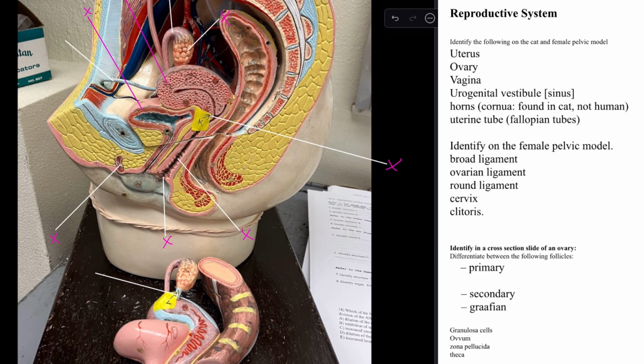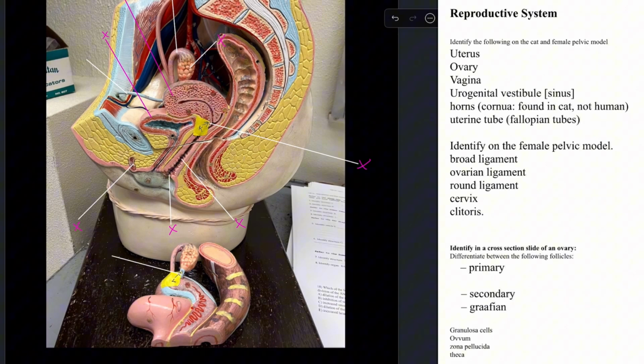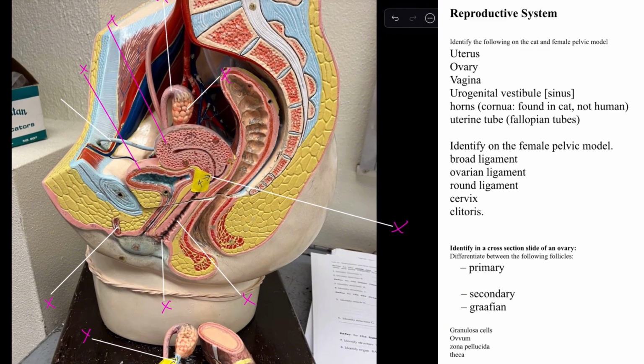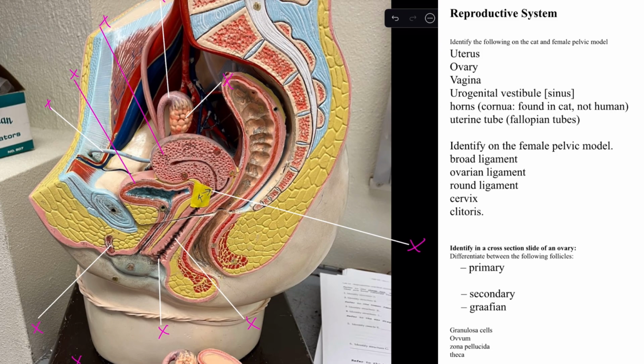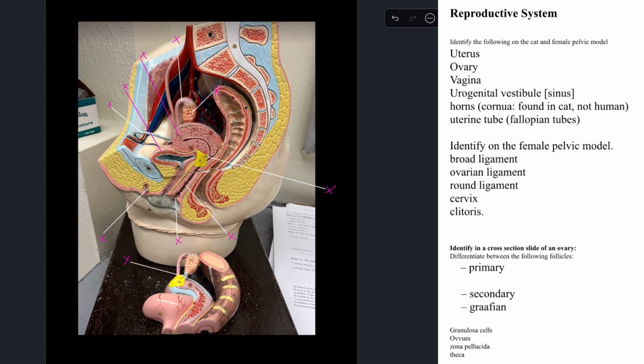The clitoris. Okay, going over the L, this one right here, that right there is the ovarian ligament. Ovarian ligament. And then this structure going away from here, that right there is called the round ligament. The round ligament. Okay, that should be it with the real human model.